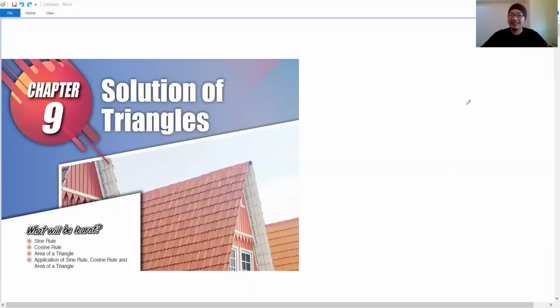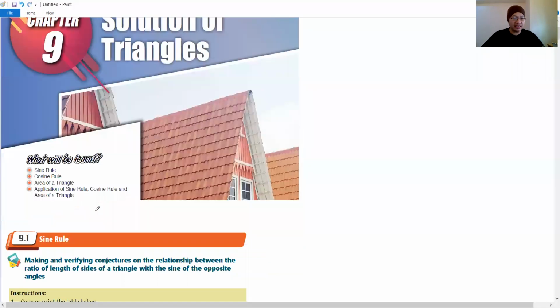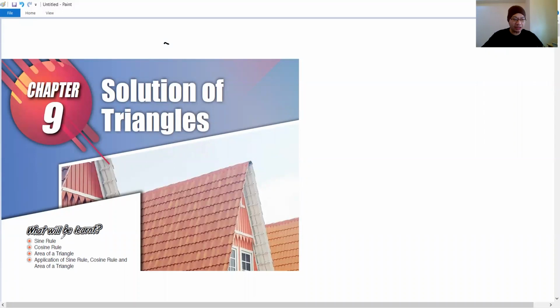Okay guys, we share to you the notes for chapter 9. The title is here, the solution of triangle. So what are we going to learn in this topic? Number one, we are going to learn sine rule, followed by cosine rule, area of triangle, and the application of all these three. The fourth title here is the application, that means the combination of the first, second, and third titles.